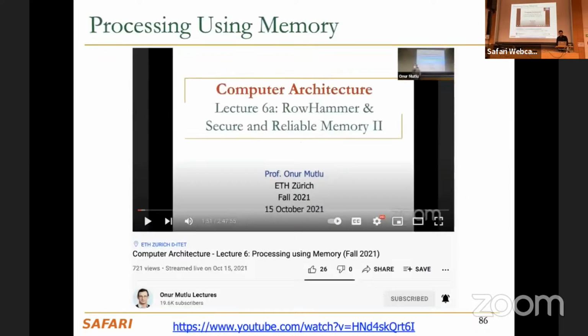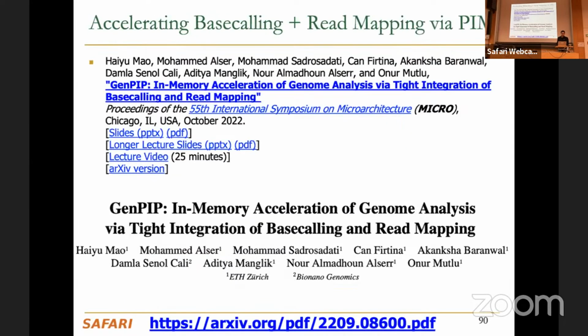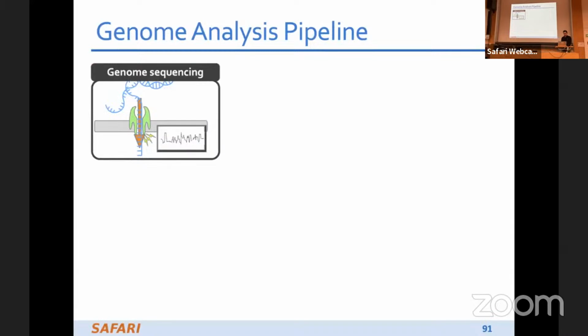So in general, if you are interested in this direction, of course, you can take a look at these materials that we make available on YouTube. The links are already on the slides, so you can take a look at them. But to illustrate this on the genomic scale, I'll talk about this recent work from our group, which is GenPIP, which mainly focuses on two steps in genome analysis and aims to reduce the data movement overhead.